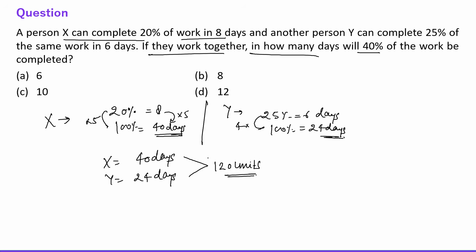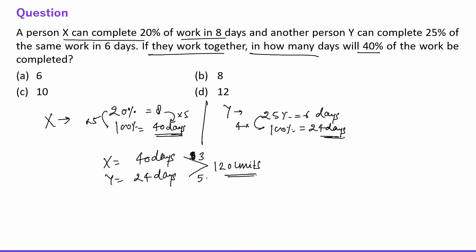So A is doing 120 units in 40 days. It means A is doing 3 units of work per day, and B is doing 5 units of work per day. I repeat, if A is doing 120 units in 40 days, he is doing 3 units of work per day. And if B is doing 120 units in 24 days, he is doing 5 units of work per day. Sorry, I have said A and B, but it is X and Y.